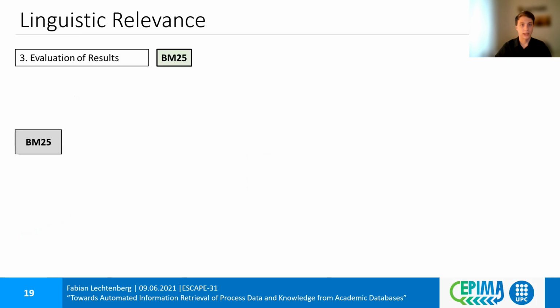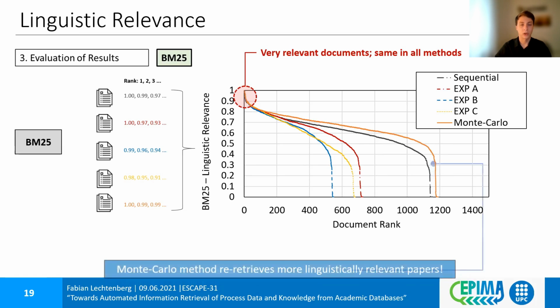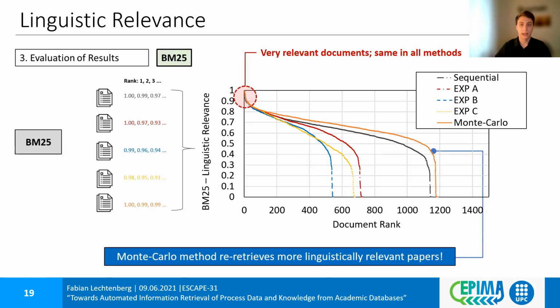The results are visualized here, where the retrieved documents in each list are ordered by the calculated BM25 value. We can see that there is a small amount of linguistically very relevant papers that have been identified by all methods. So, in order to find new relevant documents, all methods are applicable. However, the amount of retrieved linguistically relevant documents is clearly higher in the case of the Monte Carlo method.